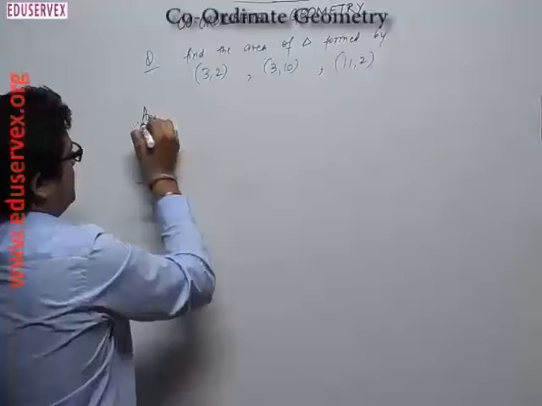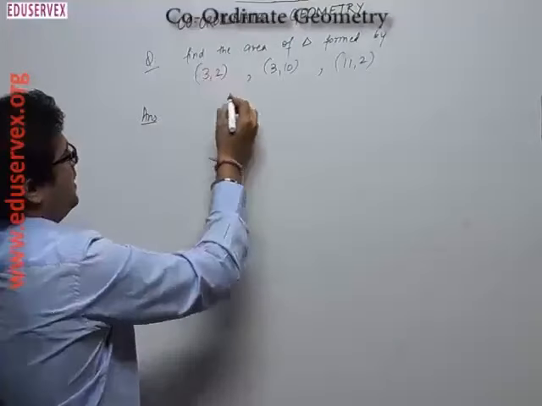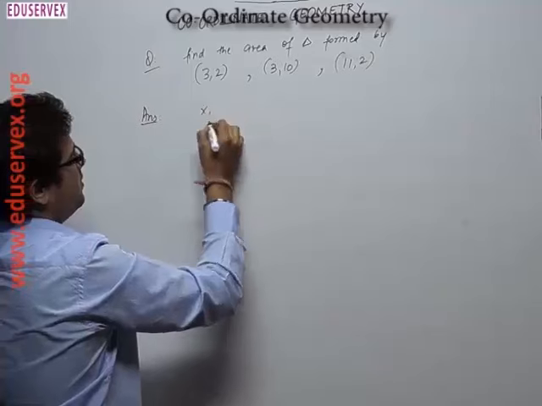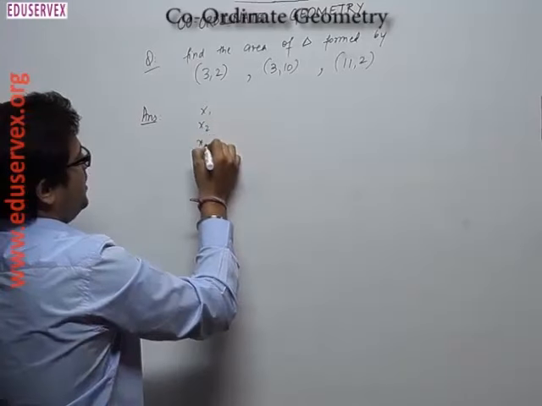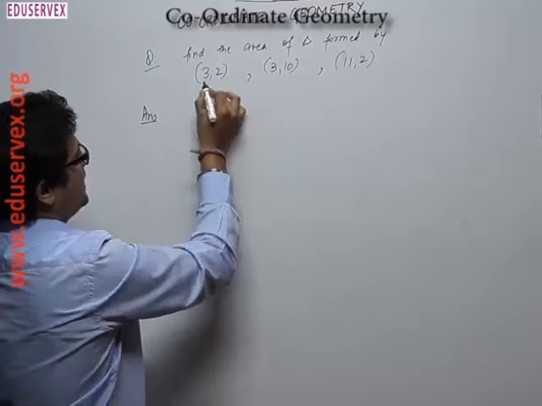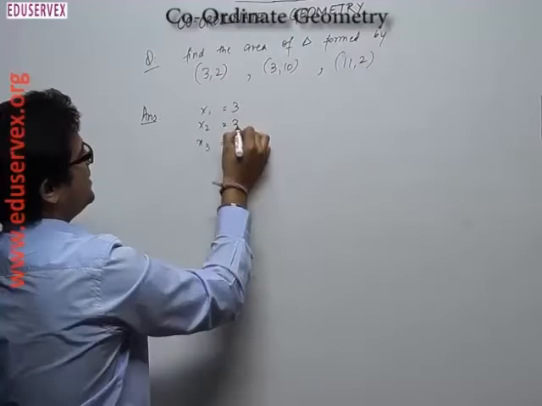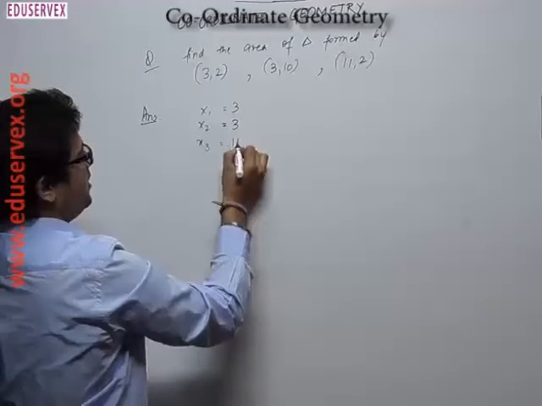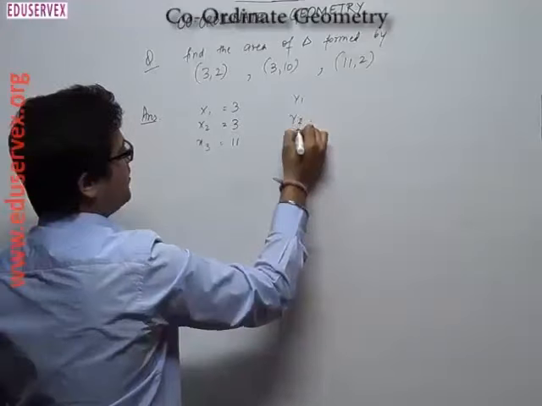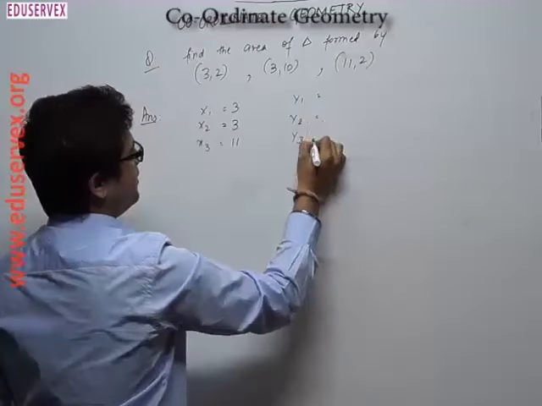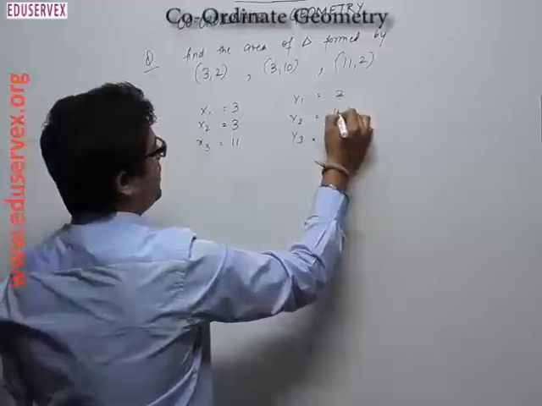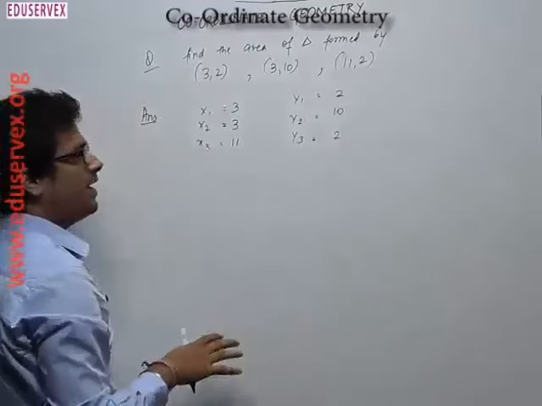Okay, so here x1, x2 and x3 will be: x1 will be 3, x2 will be 3 only, and x3 will be 11, and y1, y2, y3 will be 2, 10 and 2. Why am I writing in this form?